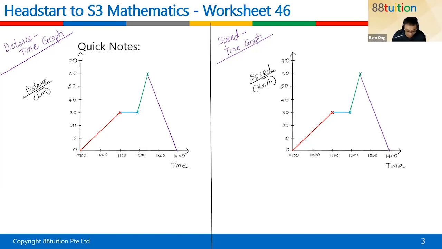Okay, so for a distance time graph, usually they will call this like the home. The home is at the 0 point. And as you can see, at the 60 kilometer down here, can you see down here? At the 60 kilometer, maybe we call it the school.